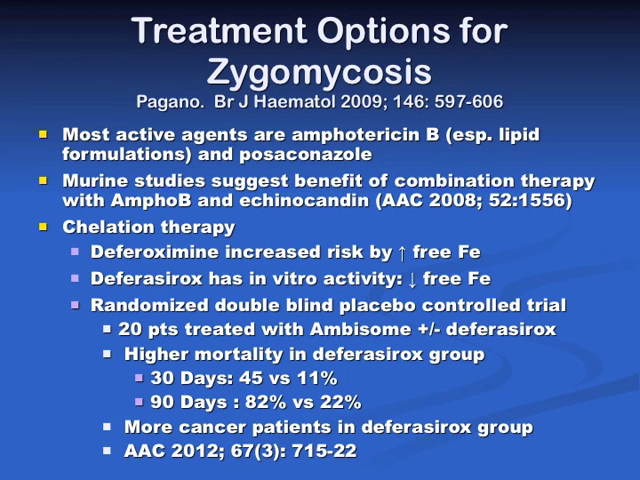There was an interesting concept called chelation therapy, right? So we know that deferoxamine or Desferal, which is used for iron overload, actually can increase the risk of zygomycotic infections by increasing free iron. But Exjade, or deferasirox, has in vitro activity against Mucor, and it actually decreases free iron because it so tightly binds to the iron.